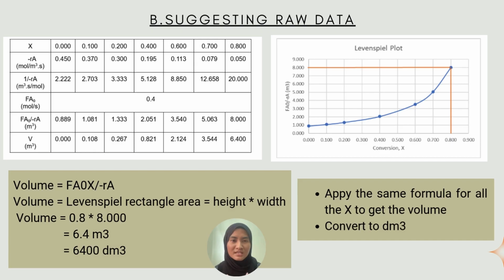Alternatively, we can also calculate it as the area of a rectangle in the Levenspiel plot, which is volume equals height times width. For example, volume equals 0.8 times 8,000, which gives 6.4 meter cubic, which turns out to be 6,400 dm cubic. By applying this formula to all the values of X, we can determine the volume at each conversion point. This helps in reactor design, ensuring the correct volume is selected for optimal reaction performance.